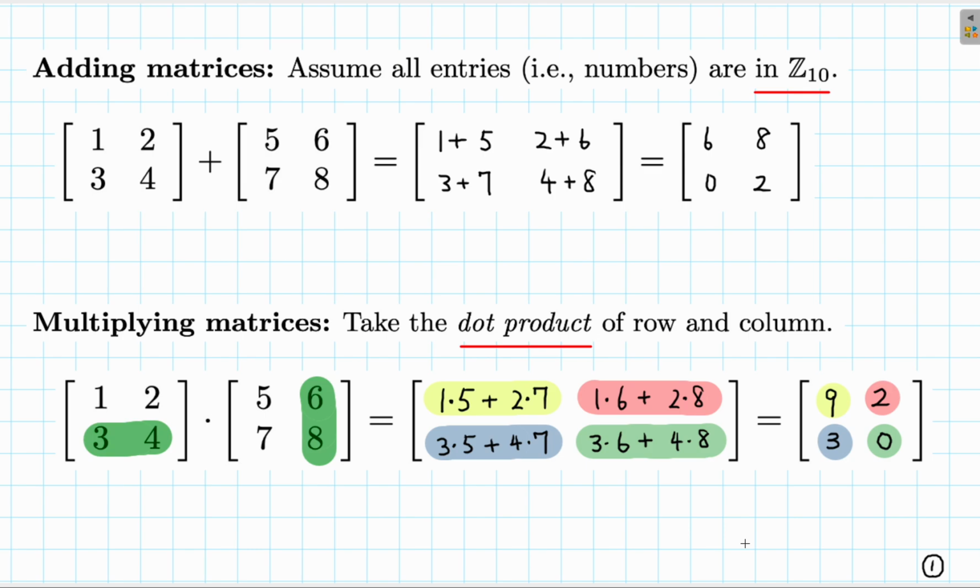I should also point out or reiterate that when you add a pair of 2 by 2 matrices, the sum is still a 2 by 2 matrix. Likewise, when you multiply a pair of 2 by 2 matrices, the product is still a 2 by 2 matrix. So that's something to keep in mind as well.